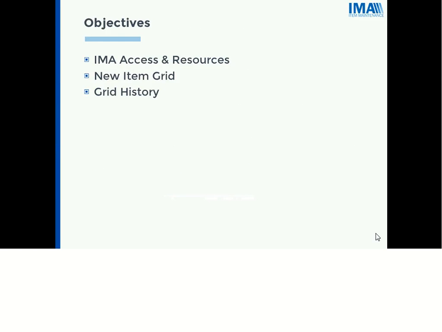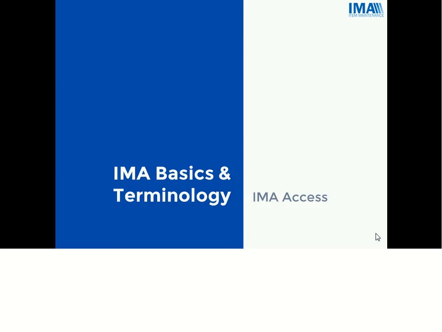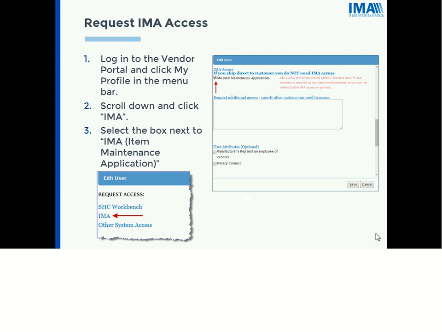Today we're going to be covering really quickly IMA access and resources. The focus of today is going to be with the new item grid as well as the grid history, basically setting up items through that initial process and getting them operational in IMA. But real quick, I do want to cover this because we do have some vendors that may not be set up yet for IMA access.